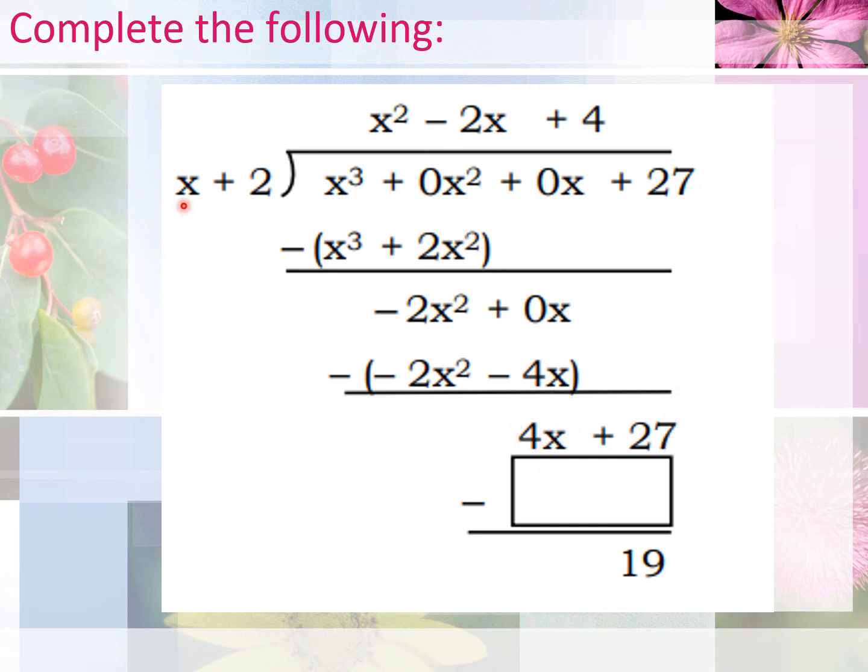4x divided by x is equal to 4. Then, multiply tayo. 4 times x is equal to 4x. Then, 4 times 2 is equal to positive 8. Proceed tayo sa subtraction. 4x minus 4x, that is equal to 0. And then 27 minus 8, that is equal to 19. 19 ang ating remainder. Ang quotient natin ay x squared minus 2x plus 4 plus 19 over x plus 2. Yan yung ating final answer.